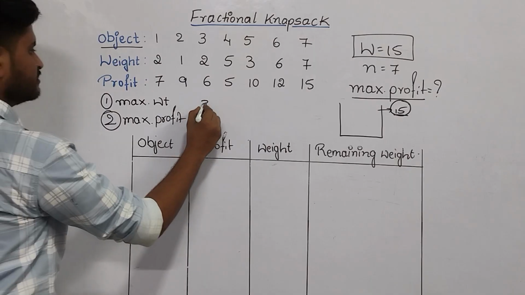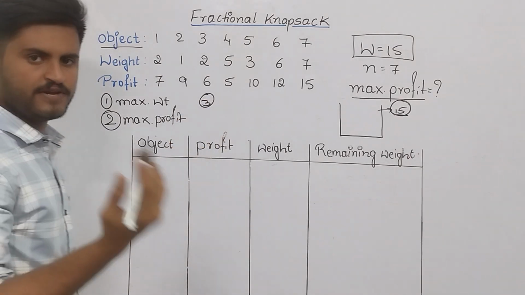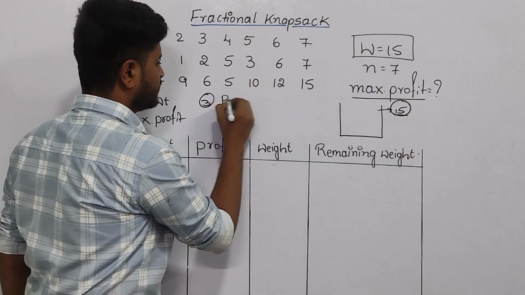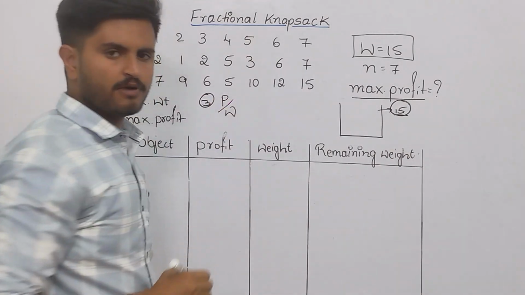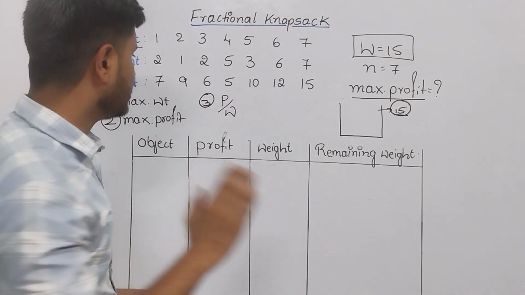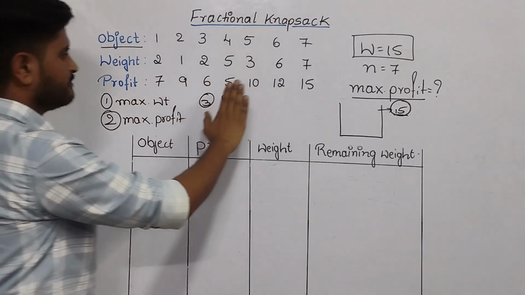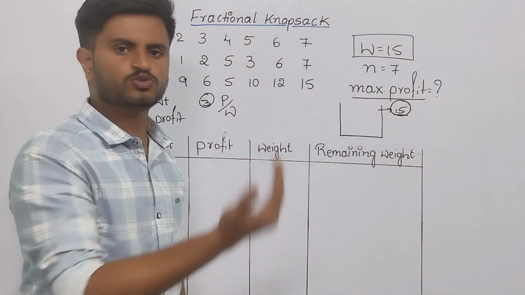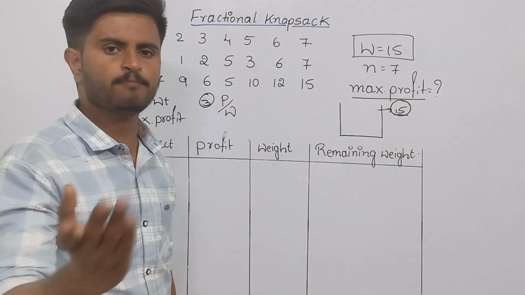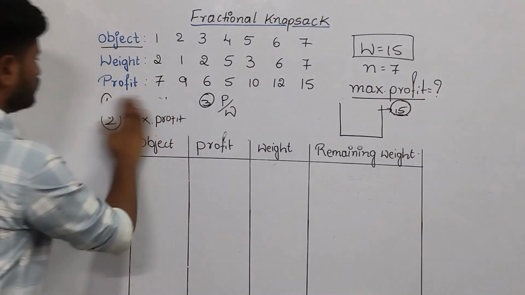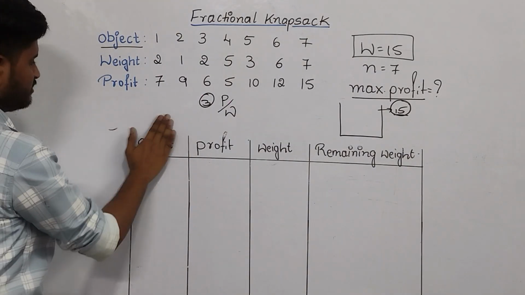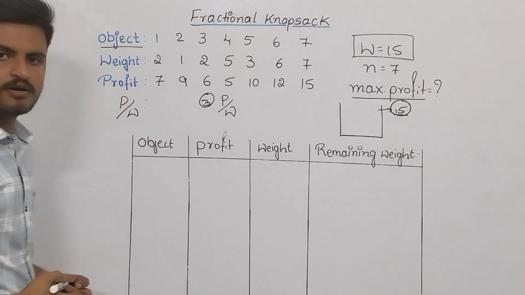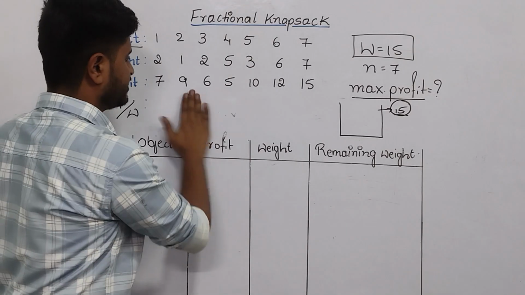And the third most important and efficient technique to solve the knapsack problem is by taking the maximum profit by weight ratio. So what we should do? We should find the profit by weight ratio for each and every object that we are having and choose the object based on the maximum profit by weight ratio. So let's go with the third technique because this is the most efficient and the optimal solution giving technique.